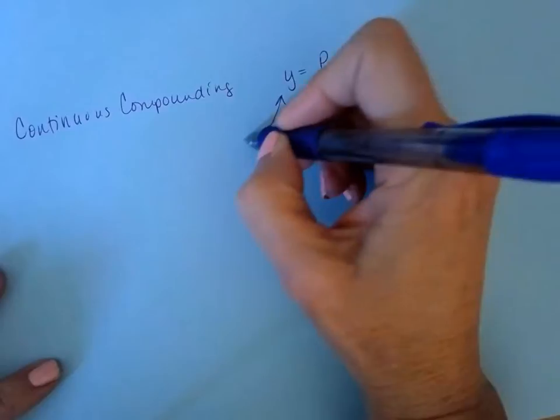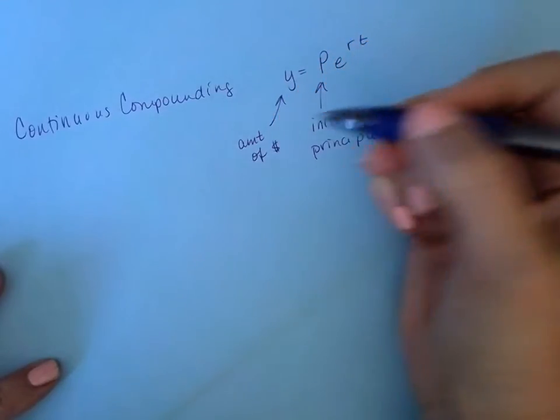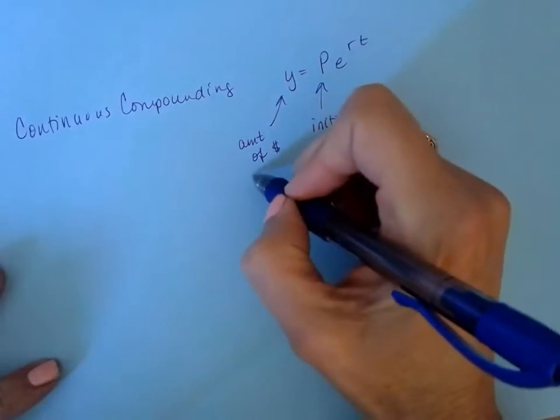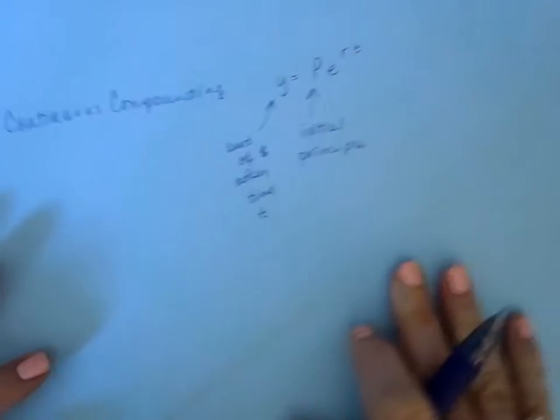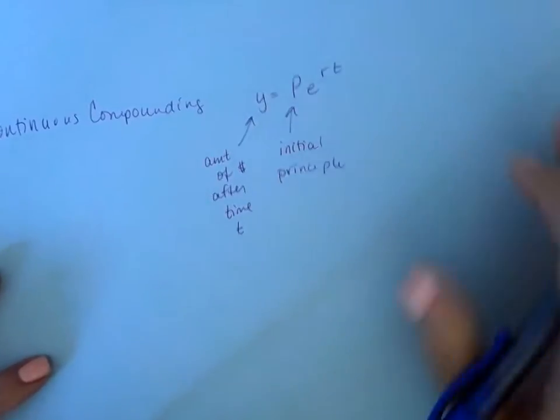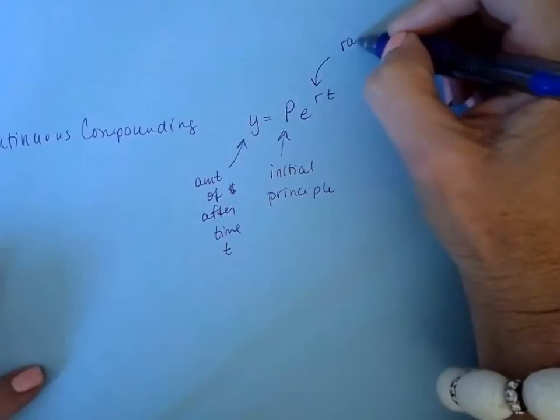y is your amount of money. Usually it's money, doesn't have to be. Amount of money after time t. And then e is just a number. Don't forget, e is just a number. r is going to be your rate of return.